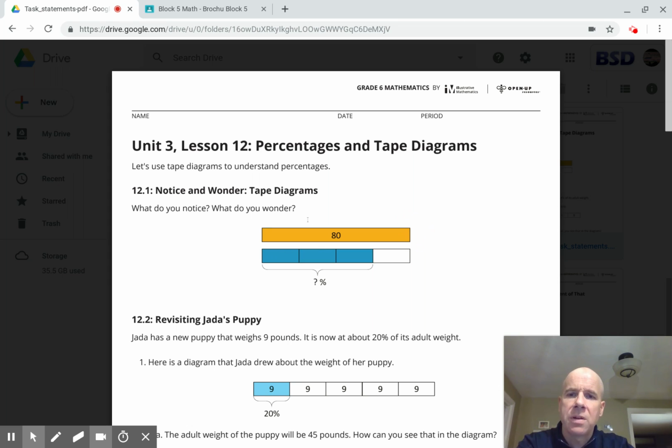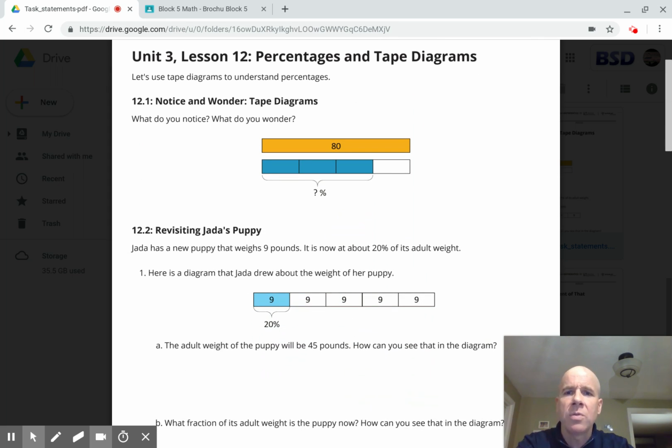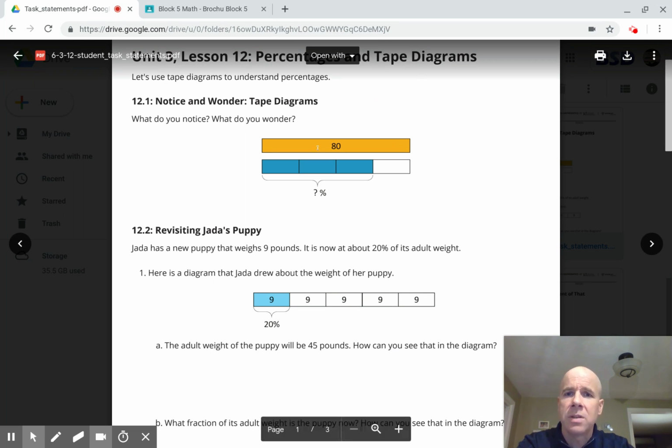So first up, what do you notice? What do you wonder? So anything that you can see, whether it's that one has one specific item and the other is something completely different. So noticing and wondering. You're writing two things that you notice and two things that you wonder about each one of those.